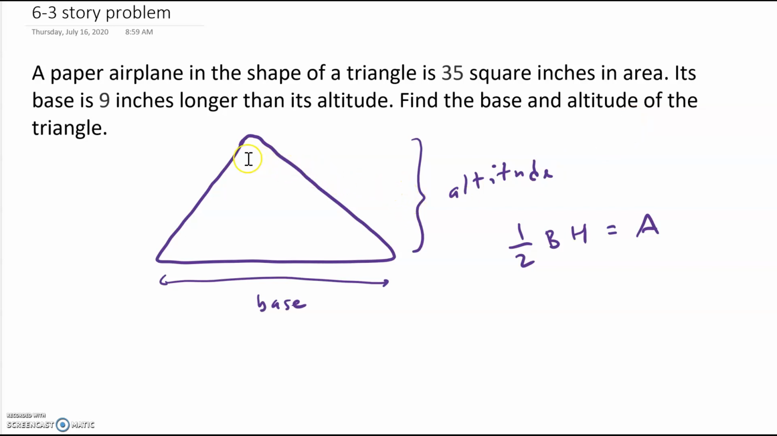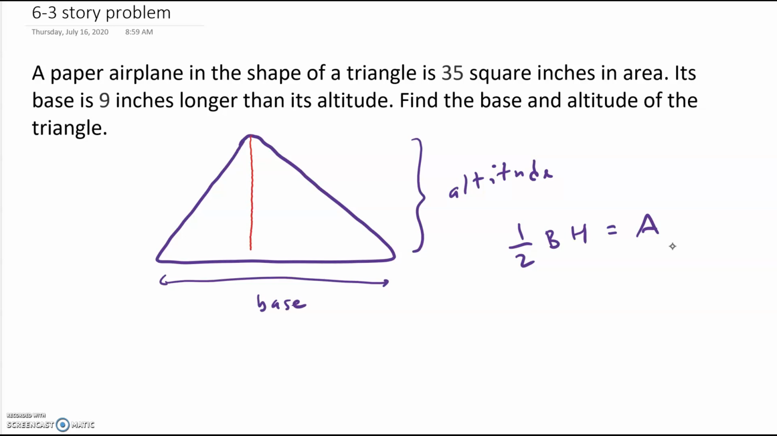All right, first of all, let's talk about the area of a triangle. So here we have a triangle. The base is typically the bottom half, although that's somewhat arbitrary. And then the altitude is the height of the triangle. The formula for area is 1/2 base times height equals area. All right, so let's draw on the dimensions.